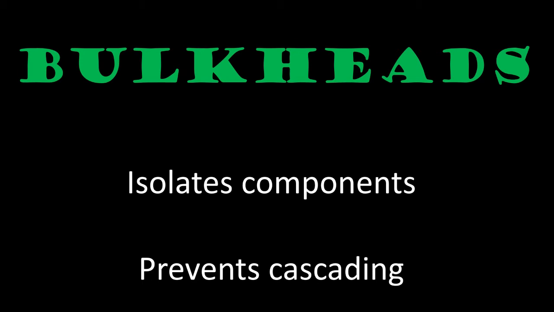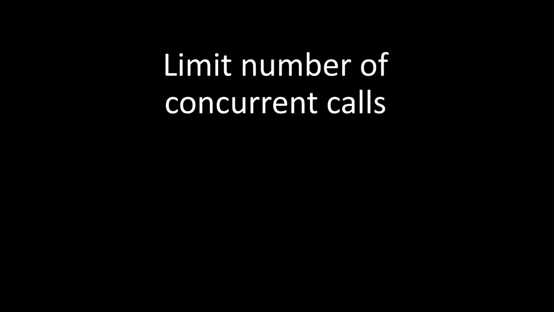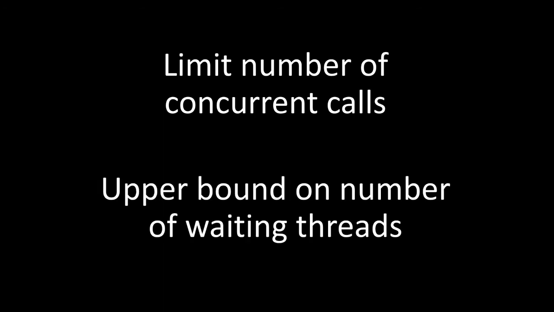I will talk about a specific type of bulkhead that is very useful in a microservices system. That is a bulkhead to limit the number of concurrent calls to a service. If we put a limit on the number of concurrent calls from a client to a service, then we get an upper bound on the number of threads that are waiting for a reply from a service. And additional calls, when we have reached this limit, will fail fast.